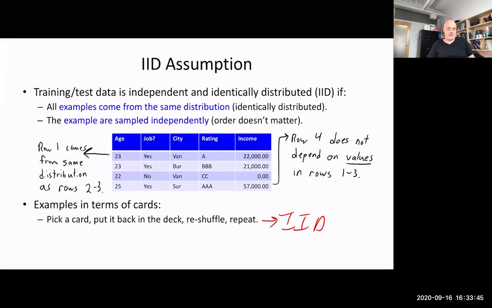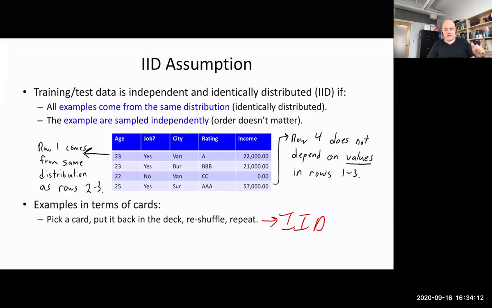And if you're unfamiliar with this IID thing, most of you will be familiar with decks of cards, right? If you want to draw a sequence of cards in an IID way, one way to do it is you pick a card, you put it back in the deck, you reshuffle the deck, and you repeat. That's an IID draw. It's independent because you reshuffle in between every single time, and every time you pull out a card is going to be an independent draw.